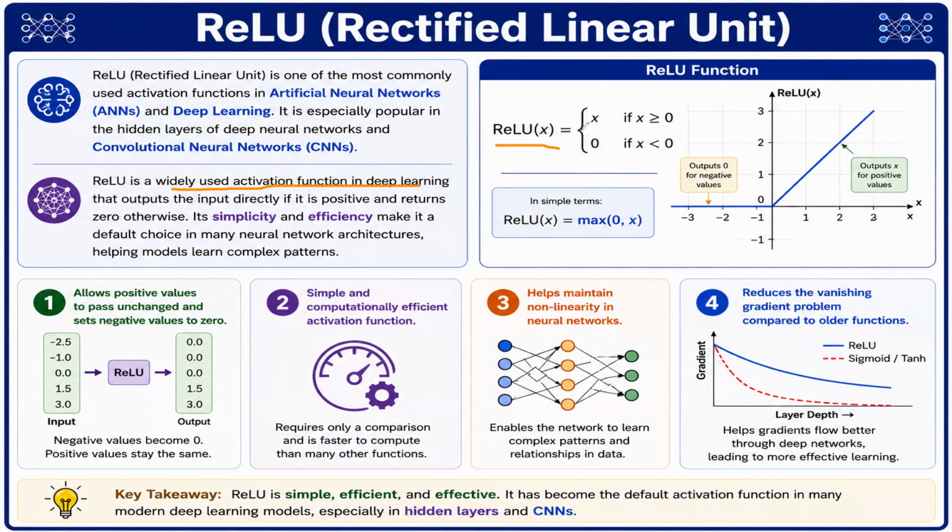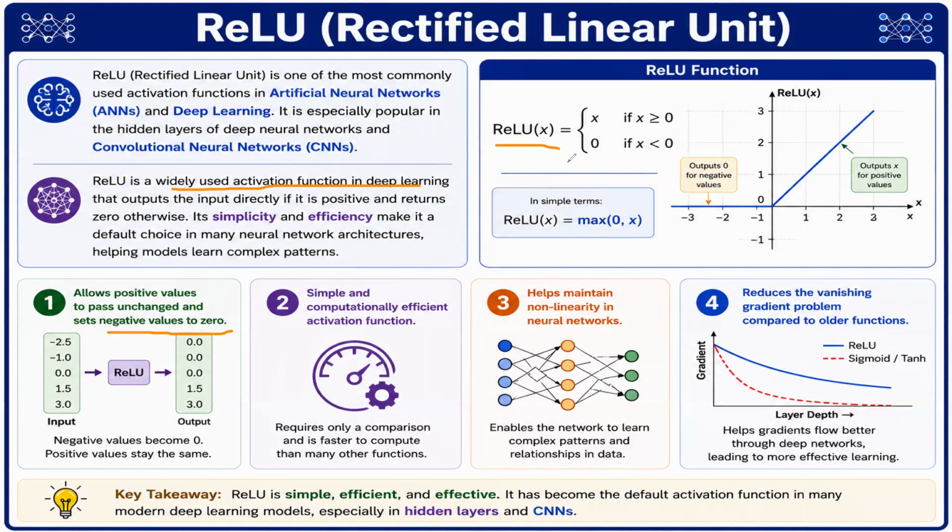Suppose ReLU of x is equal to x if x is greater than or equal to 0, and 0 if x is less than 0. So the formula is ReLU of x is equal to max of 0, x. That is, the output of ReLU varies from 0 to max. So what is the advantage? It allows positive values to pass unchanged and sets negative values to 0.